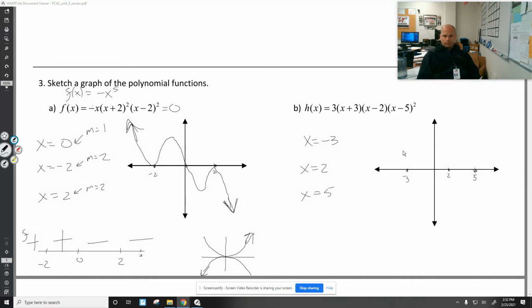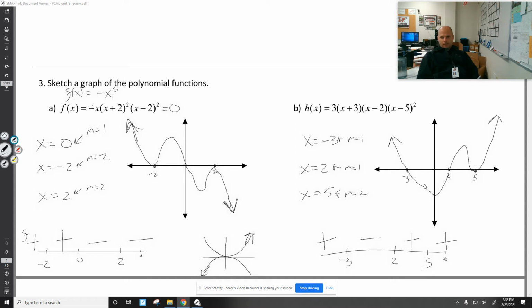Let's do the same thing here. Let's do a sign analysis. -3 to 5. Bounce off of 5. If I plugged in something like 6, this is the only one I'm going to check. Positive, positive, positive, positive, positive. Bounce off of 5 because the multiplicity is 2. So it's positive. Pass through 2. Pass through -3. Change signs, change signs. So positive, bounce, pass through, pass through.